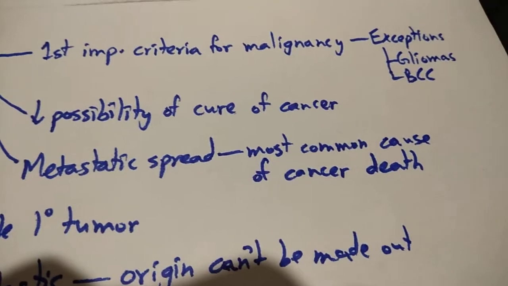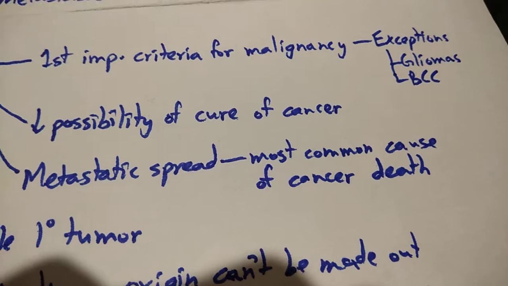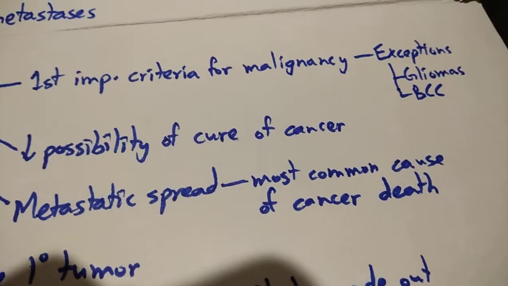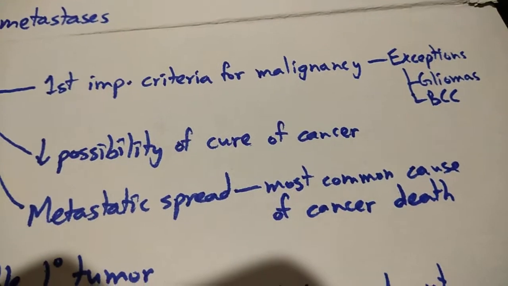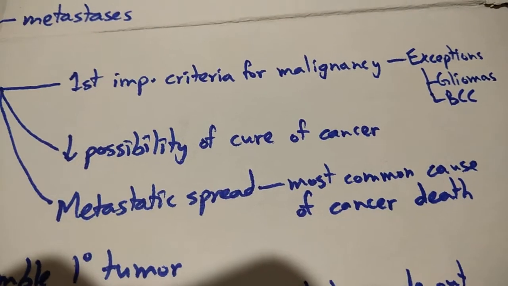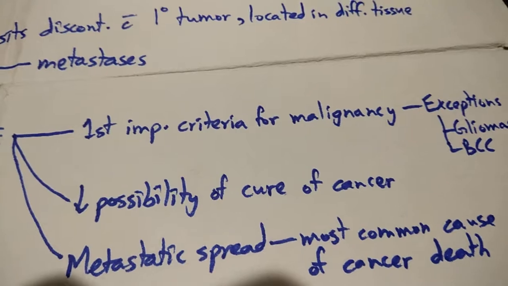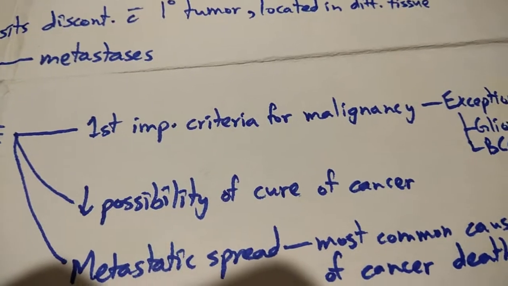And metastatic spread is probably the most common cause of cancer death, because once you find cancer cells replacing normal cells all over the body and so many vital functions being compromised, that's when overall death can potentially take place.